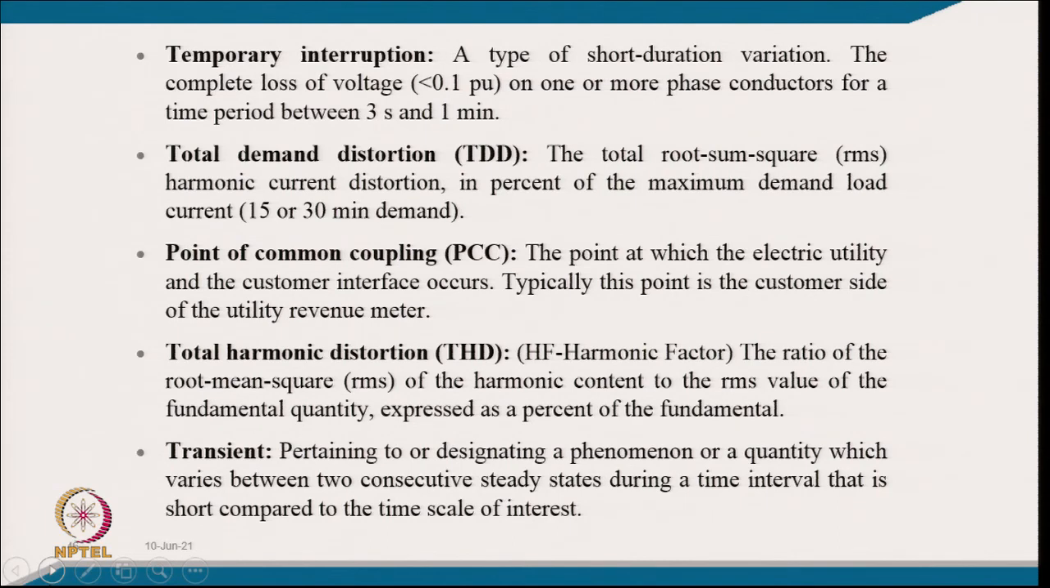And total harmonic distortion, also called harmonic factor, is the ratio of the true RMS value of the harmonic content to the RMS value of the fundamental quantity, expressed as a percentage of the fundamental. Transient, pertaining to a phenomenon or a quantity which varies between two consecutive steady states during a time interval that is short compared to the time scale of interest.